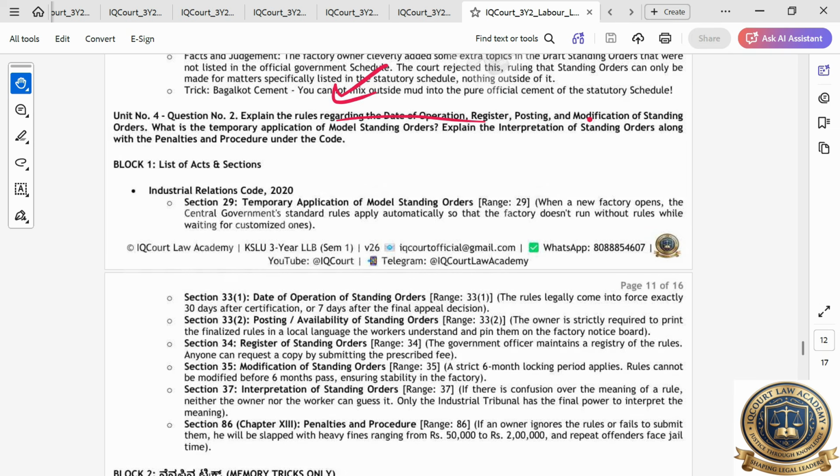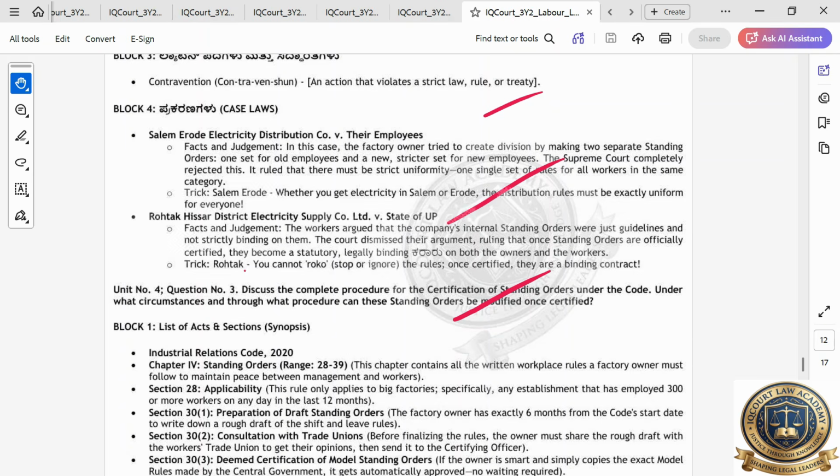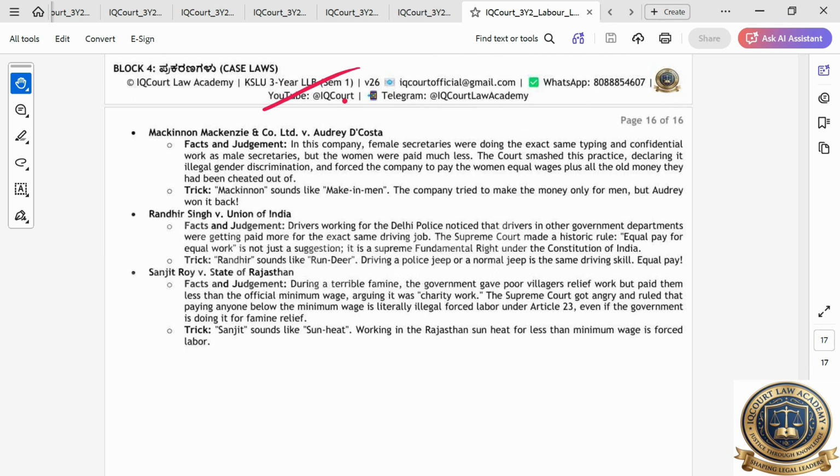Explain the rules regarding the date of operation, registration, posting and modification of standing orders. What is the temporary registration model? For this question, you need to write this many sections. We are providing the explanation also in a simplified way. For each of them, we are also providing the tricks to remember the sections, case laws, along with the tricks to remember the case laws. Till unit number 5, question number 4, we are providing the sections, case laws, tricks to remember, everything. These are the case laws.